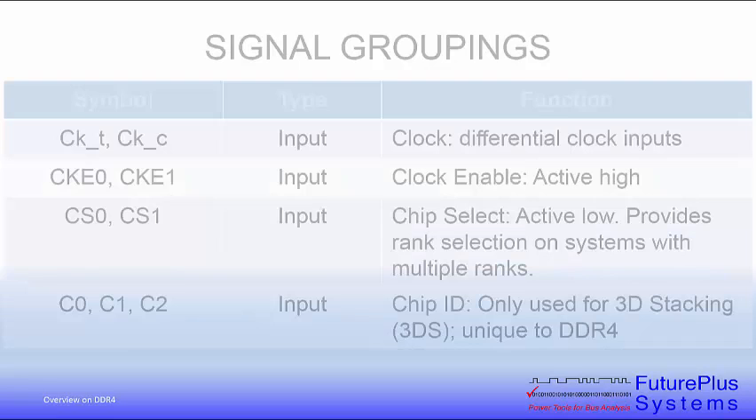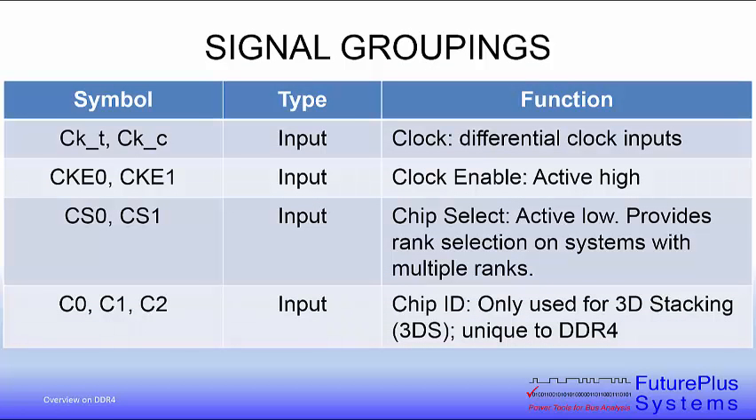CKT and CKC are the differential clock inputs, with clock true being the positive and clock complement being the negative. CKE0 and CKE1 are the clock enables, active high. CS0 and CS1 mean chip select, active low. Chip select provides for rank selection on systems with multiple ranks.